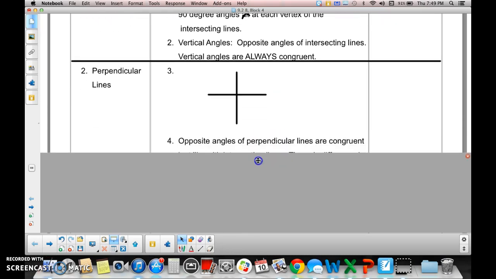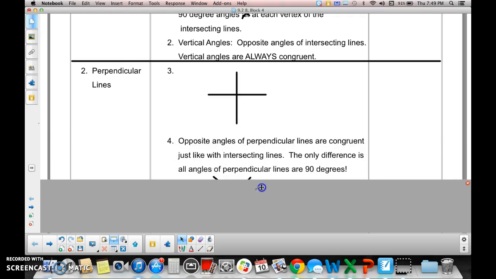I'm going to slide right on down here. You're going to take note number 4 that says opposite angles of perpendicular lines are congruent.